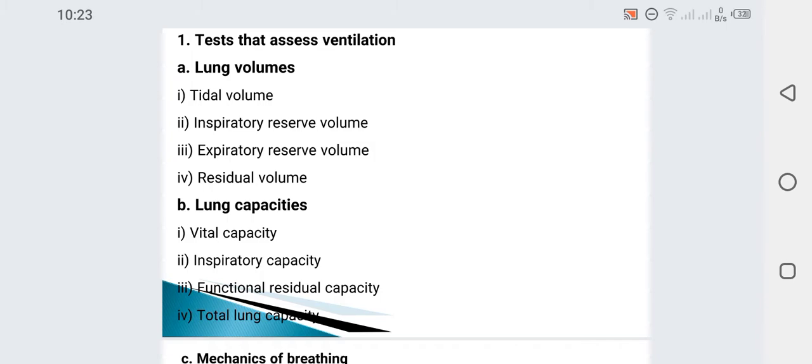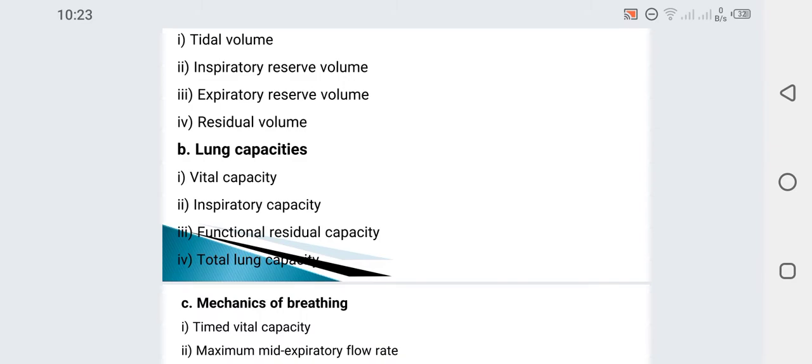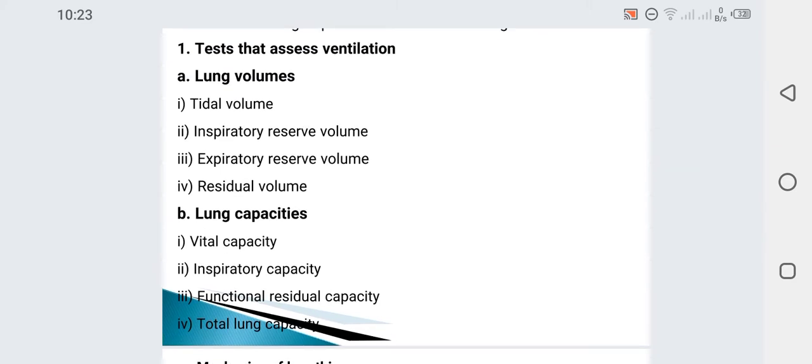In this group, first comes the lung volumes and capacities. The lung volumes include the tidal volume, inspiratory reserve volume, expiratory reserve volume, and residual volume, and the capacities are the vital capacity, inspiratory capacity, functional residual capacity, and total lung capacity. These all were taught in the previous classes.